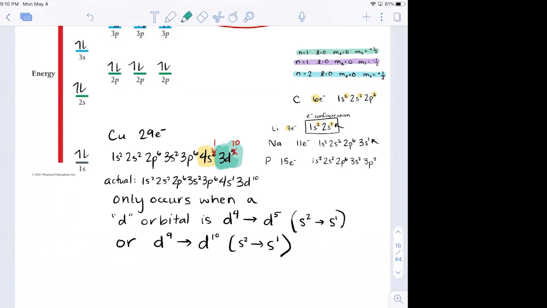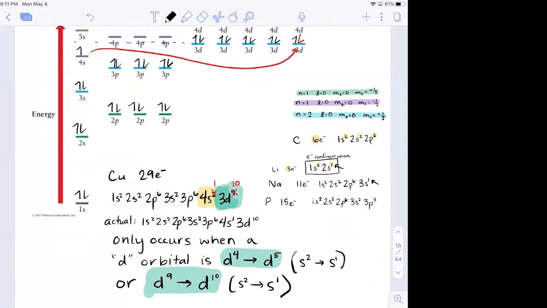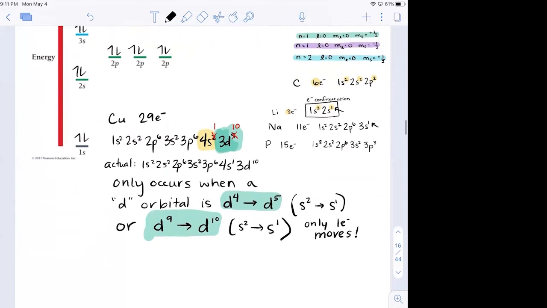It's when the d orbitals are almost half filled and they want to become half filled. There's a stability in half filling the d orbitals. And when the d orbitals are almost all full and it only takes one to become full, only one electron can move. So copper and his family will see this happen.